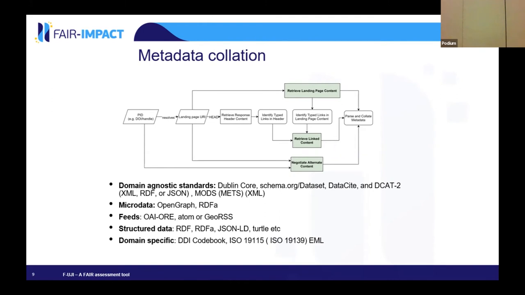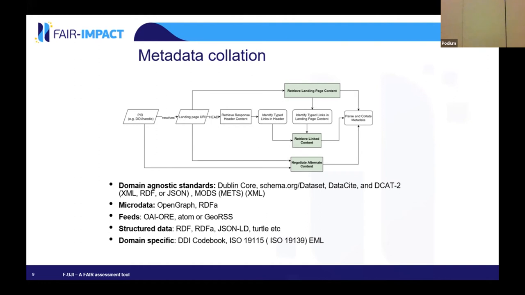So Fuji is taking in the first place, out of the slide before, metadata which is given on the landing page. This can be embedded Dublin Core, for example, or embedded JSON-LD, RDFa, or microdata formats. And in addition to this, Fuji is trying to identify typed links in the header section, as well as in the response header of the HTTP request, following the signposting recommendations. And it is following these links to retrieve additional metadata. It is additionally performing content negotiation in order to retrieve metadata in alternative formats, for example, XML, JSON, or RDF.